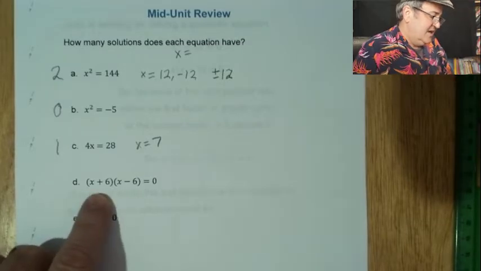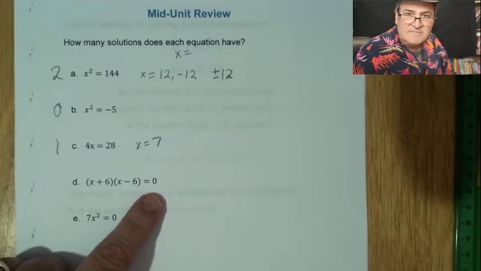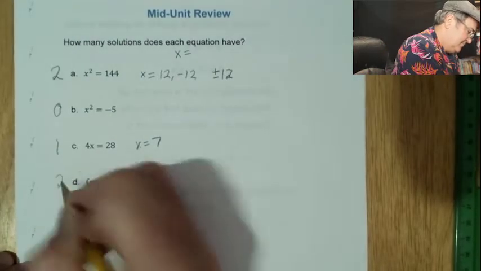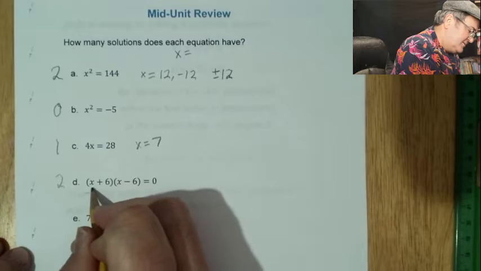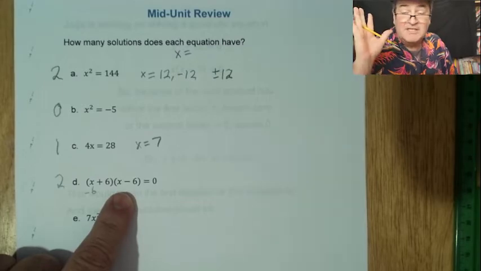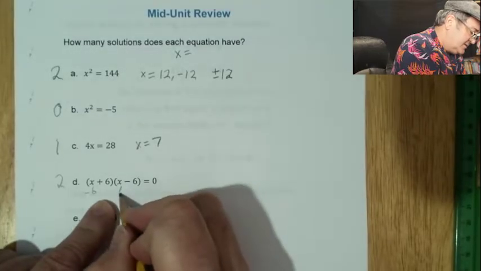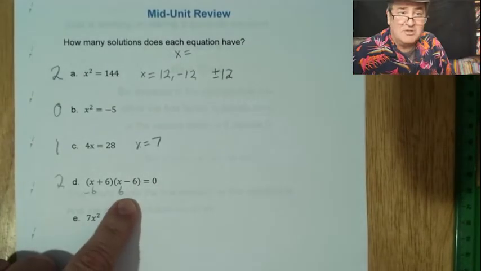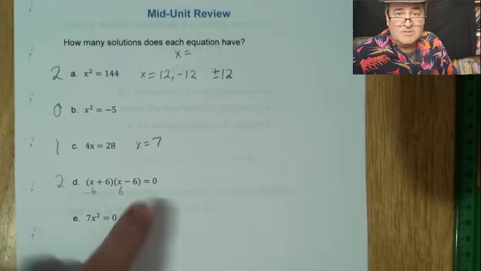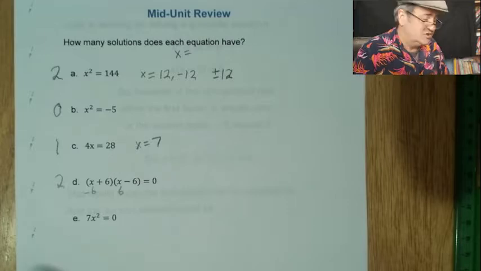How about this? x plus 6 times x minus 6 equals 0. How many different x's would make that a true statement? Hope you said 2, because if x was negative 6, negative 6 plus 6 would be 0, and then we multiply it by whatever the other thing is. We don't care, because 0 times anything is going to be 0. Or if x was 6 and we subtract 6 from that, that's going to be 0. So it doesn't matter what this is. If this is 0 and we're multiplying it, it's going to equal 0. So if it's negative 6 or 6, either way, that's going to be true. 2 solutions.